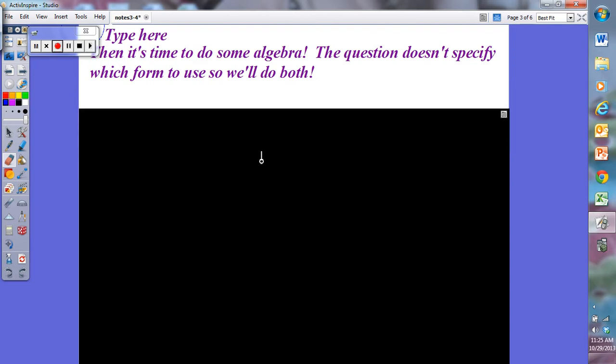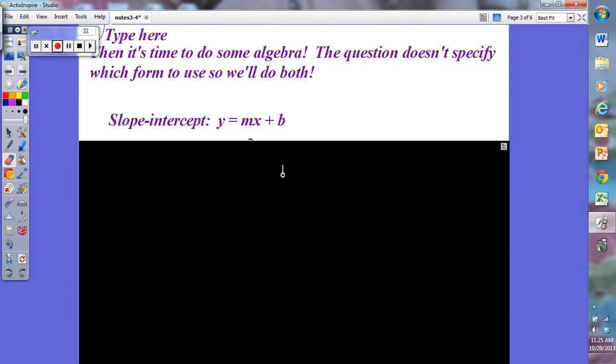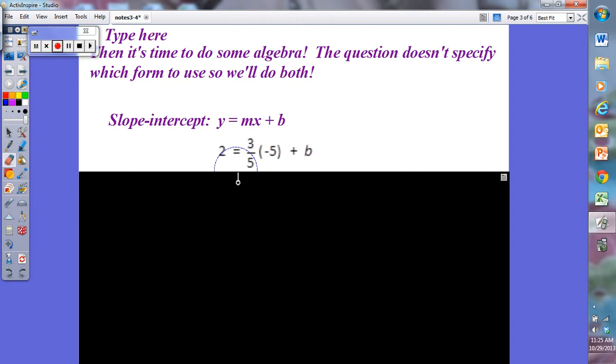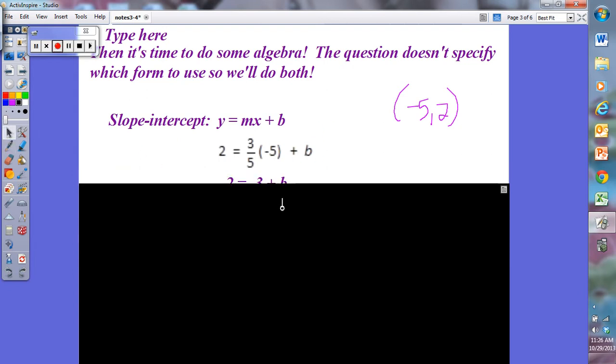It doesn't say write your answer in point-slope form or write your answer in slope-intercept form, so we're going to do it both ways. There's the slope-intercept form. I plug in what I know. I know that y is 2 because the point, if you recall from the last slide, was negative 5, 2. So I plug in the y, which is 2. I plug in the m, which they gave me was 3/5. I plug in the x. The only thing I don't know is the b, so I have to solve for b.